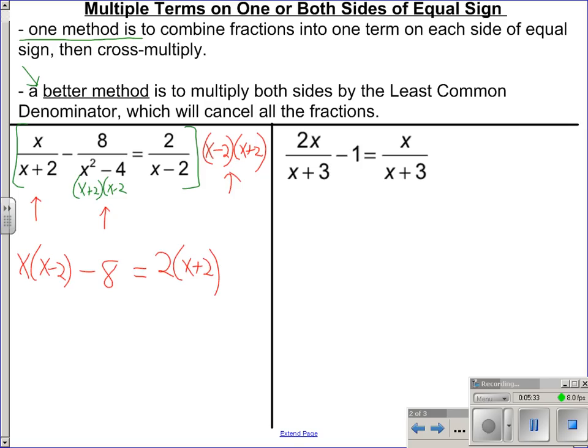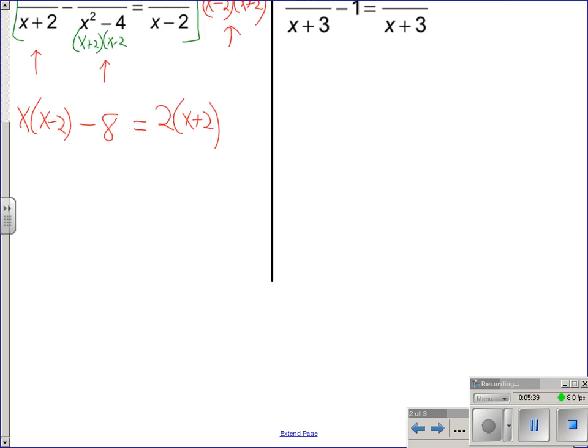All right. So we've eliminated all the fractions. Now it just becomes a normal problem to solve. So do some distributive here. X squared minus 2x minus 8 equals 2x plus 4. We have different powers of the variable, so let's set this equal to 0. So we're going to get, bringing everything over to the left side of the equal sign, by subtracting 2x, it gives us a minus 4x. Subtract 4, that's a minus 12.